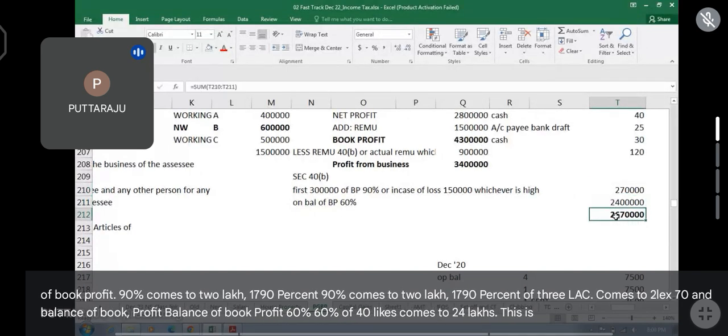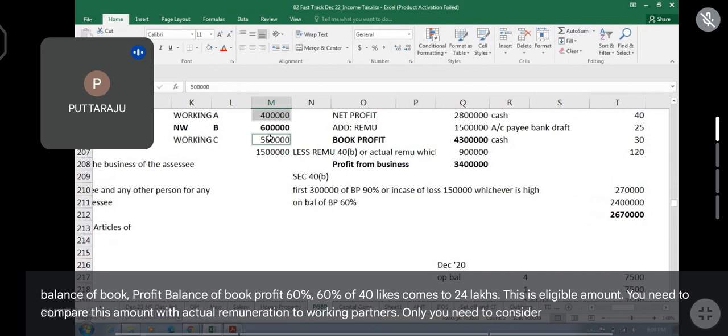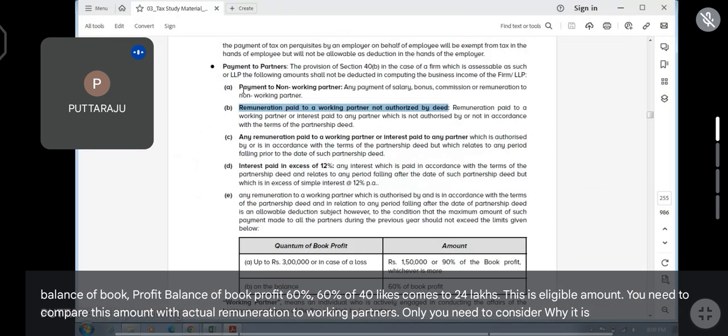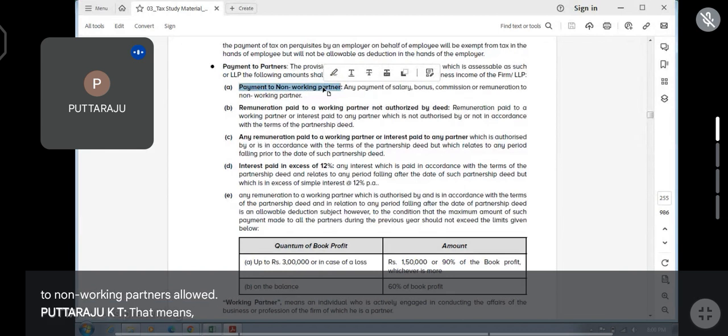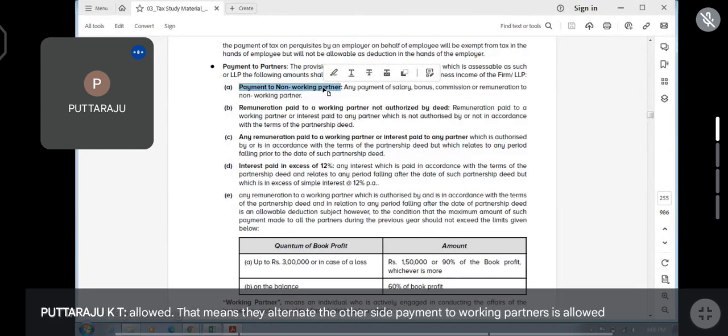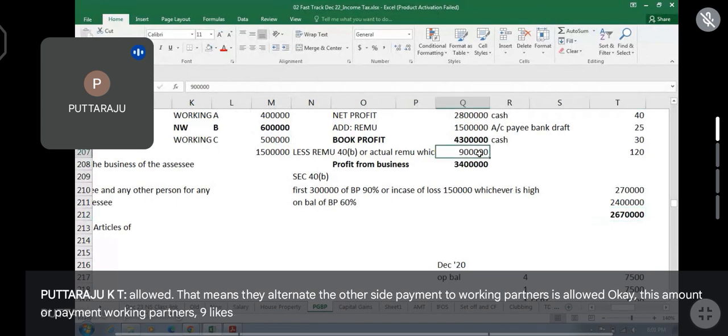This is the eligible amount. You need to compare this amount with actual remuneration to working partners only. Why? It is mentioned payment to non-working partners is not allowed. That means the other side, payment to working partners, is allowed. This amount or payment to working partners, 9 lakhs, whichever is less, shall be allowed as remuneration. Understanding?